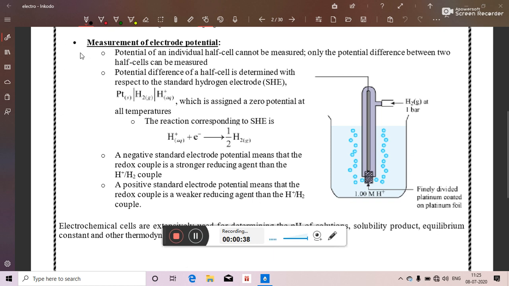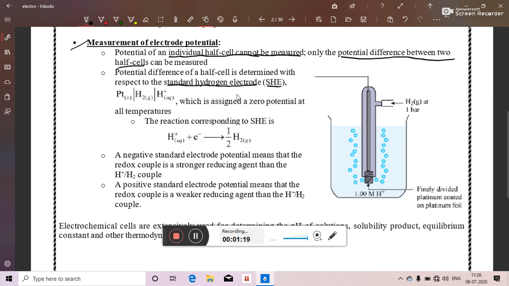So our first topic is measurement of electrode potential. Potential of an individual half cell cannot be measured. So that's why we have to find out the potential difference between the two half cells. In order to find out the potential of a single half cell, we have to connect it with the standard hydrogen electrode, which is written as SHE.